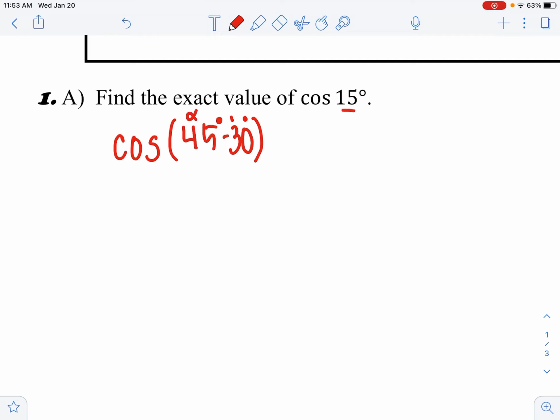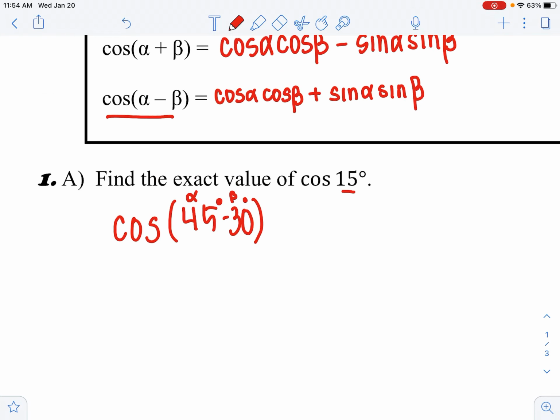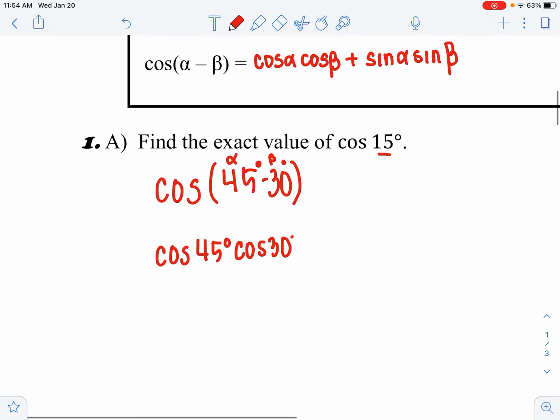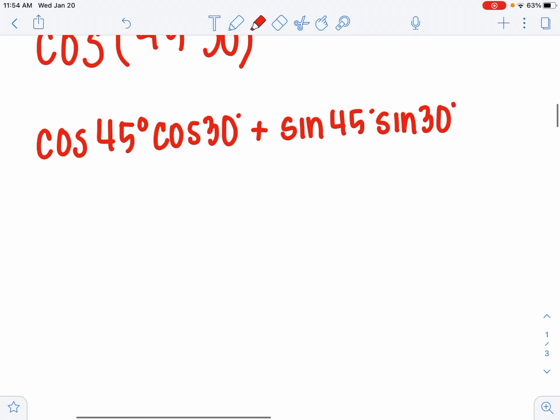So what I want you to realize is that this is alpha now, and this is beta. Okay. That's alpha, and that's beta. So now what you're going to do, it's like cosine of alpha minus beta. You're going to expand it. Remember, cosine goes cosine, cosine, sine, sine, change the sign. So cosine of alpha, which is 45, cosine of beta, which is 30. Change the sign, that's a minus, so this is going to be a plus, and then sine of 45, sine of 30. Okay? It's cosine, cosine, sine, sine.